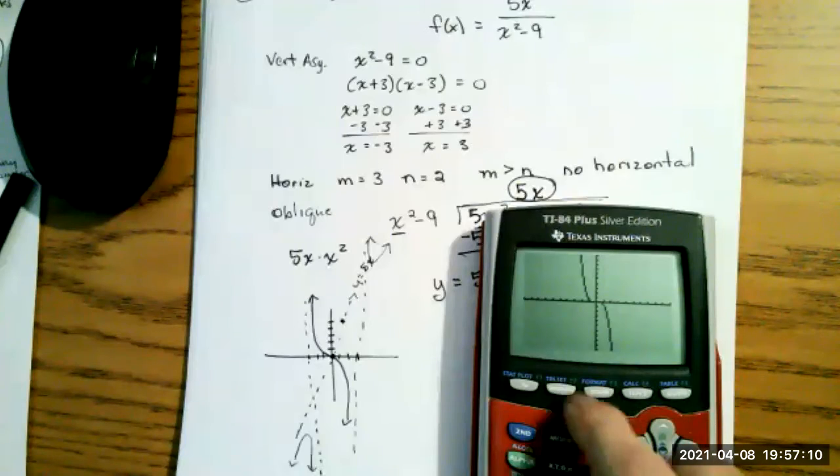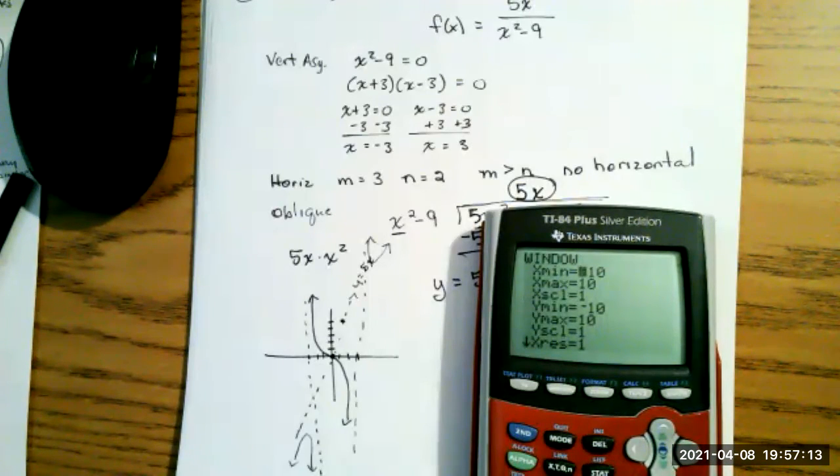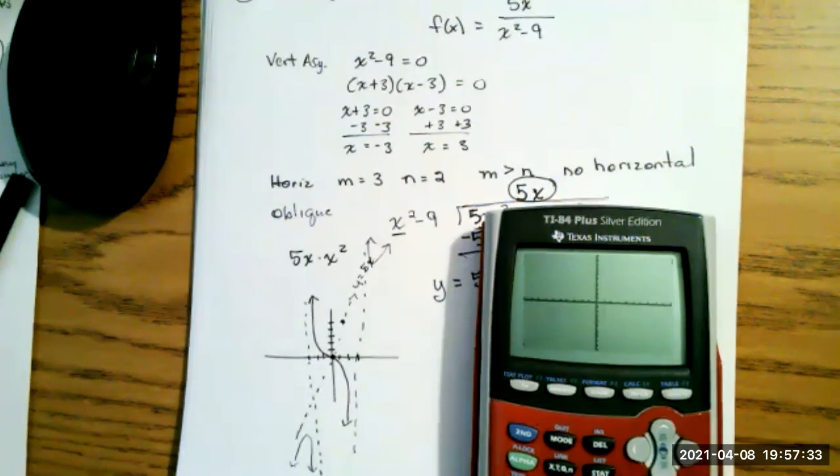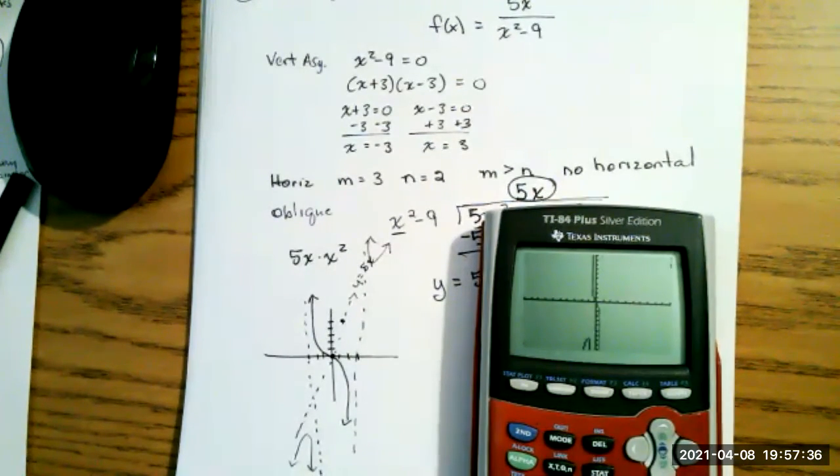Let me change my window to up and down. See if I can get it at all. Yeah, see those little curves there? You can just barely see them there. They're up in these corners of these asymptotes. And then you have that one down in the middle there.